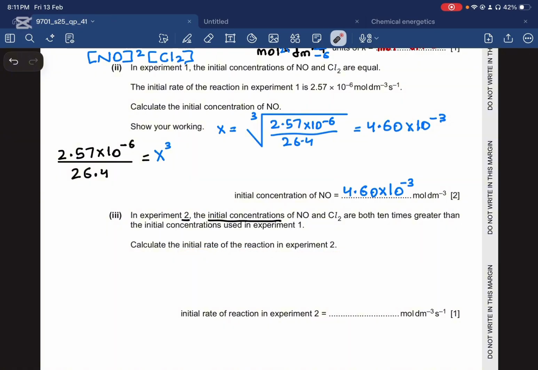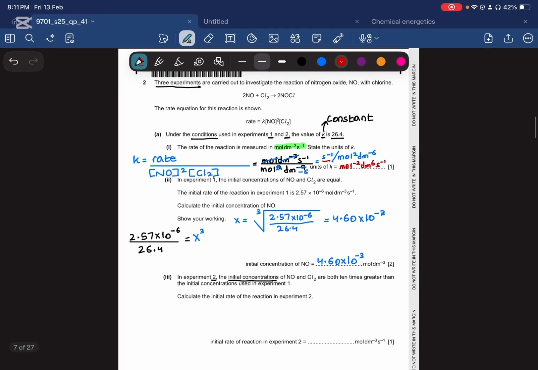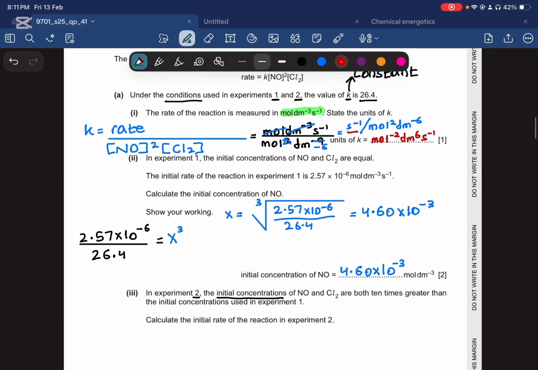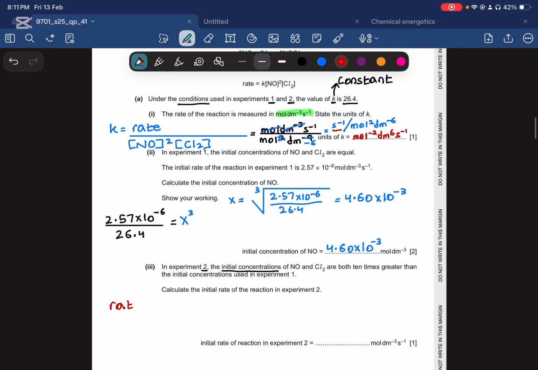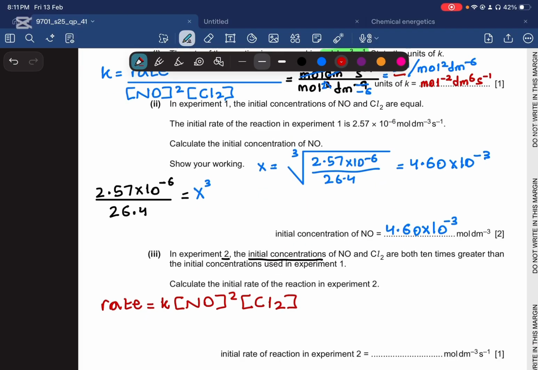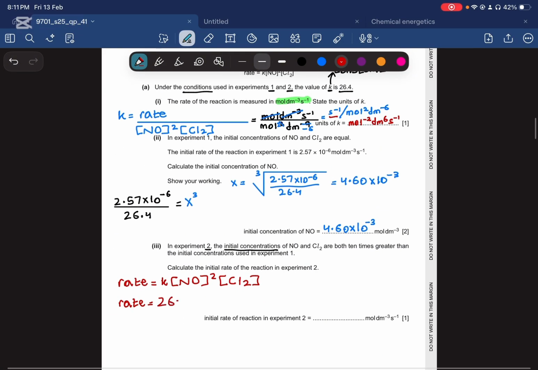Now there is a long method to this and there's a shorter method to this. Let's first do the boring, classical, sorry, not wrong method, long method. Just use this chemical equation right here. So rate is equal to K multiplied by NO squared multiplied by Cl2. So if they're asking us for the rate, you write down the K value, which is 26.4, multiplied by concentration of NO.